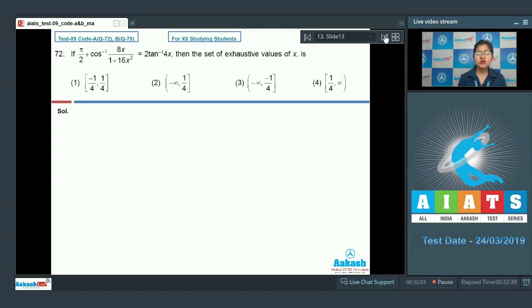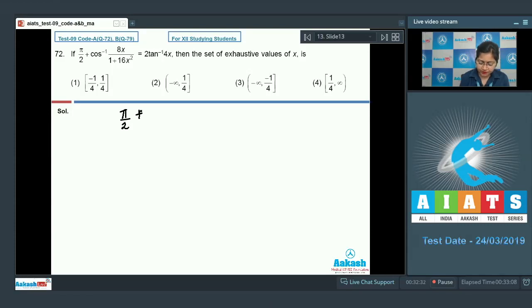Next, let's move on to question number 72, which says that if pi by 2 plus cos inverse 8x upon 1 plus 16x square is equal to 2 times tan inverse 4x, then the set of exhaustive values of x is. A very simple question from inverse trigonometry where we just have to use its properties. We know that cos inverse theta plus sin inverse theta is equal to pi by 2. So let us firstly use it.